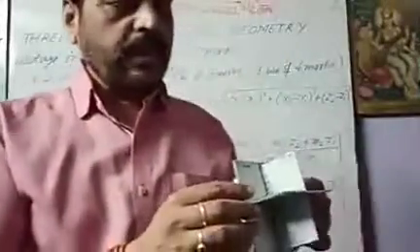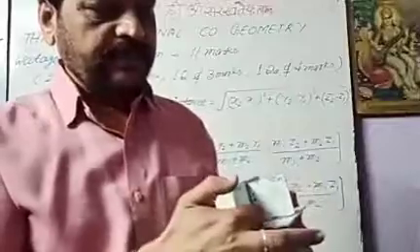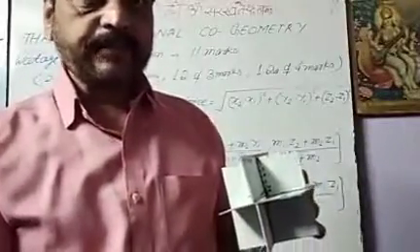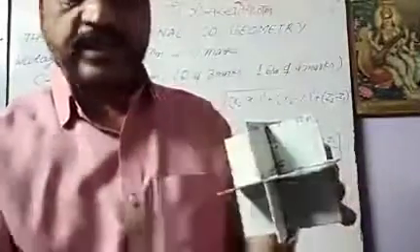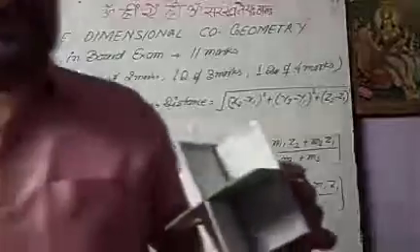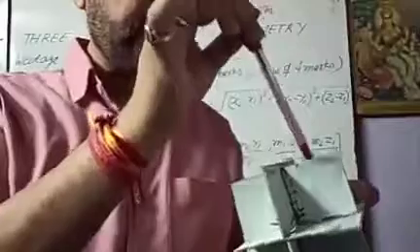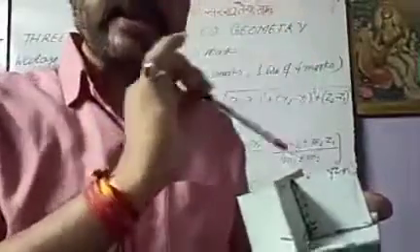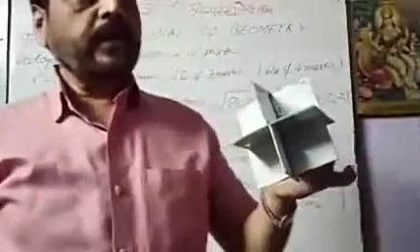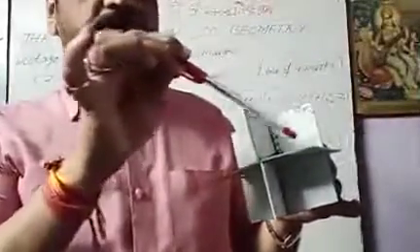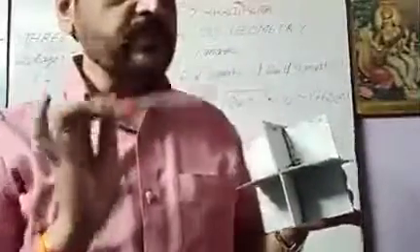Clear? This is the positive side of the y-axis, and this is the negative side of the y-axis. This is the positive side of the x-axis, and behind this plane, this is the negative side of the x-axis. Similarly, this is the positive side of the z-axis, and this is the negative side of the z-axis. Now, to solve any problem, we use only this octant. The positive octant will be used.